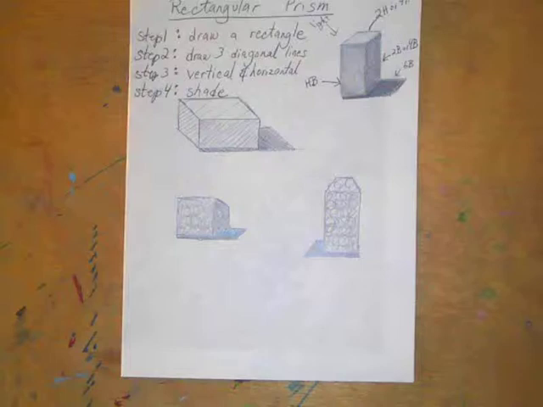Okay? All right, so that is rectangular prisms drawn from different angles. We didn't do any that you see the bottoms to, but more than likely for your still life, you won't see that.